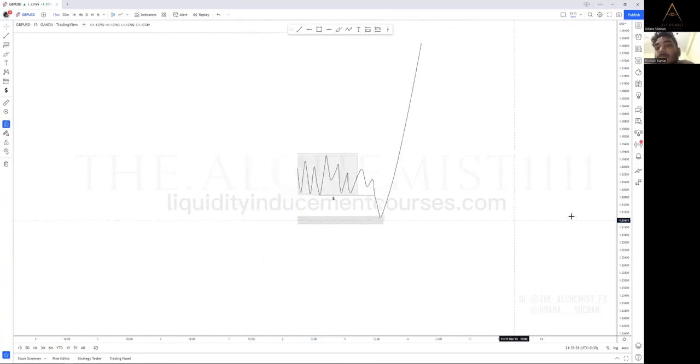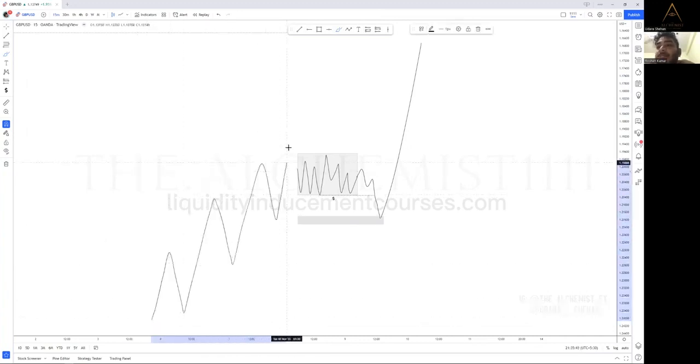And another thing to note is that you're not just going to randomly buy below Asia. You're going to do this when the overall trend is what? Bullish. When the market is in an uptrend, this is when you look for this setup. Can you understand that?